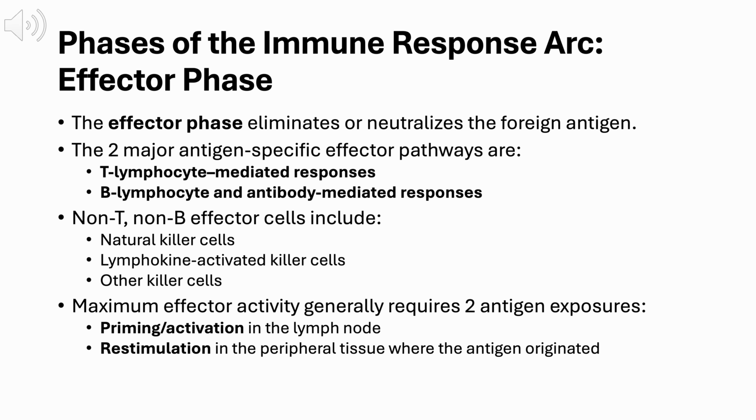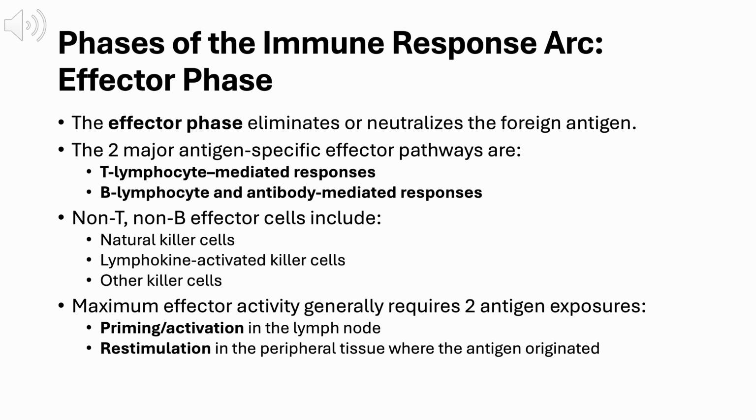We've captured antigen and processed it into an army of specific cells and antibodies. Now the payoff, the effector phase, whose job is to eliminate or neutralize the foreign antigen. There are two major antigen-specific effector pathways, T lymphocyte-mediated responses and B lymphocyte antibody-mediated responses. Alongside those, a set of non-T, non-B effector cells contributes, natural killer cells, lymphokine-activated killer cells, and other killer cells, cells that do damage without antigen-specific receptors of their own.